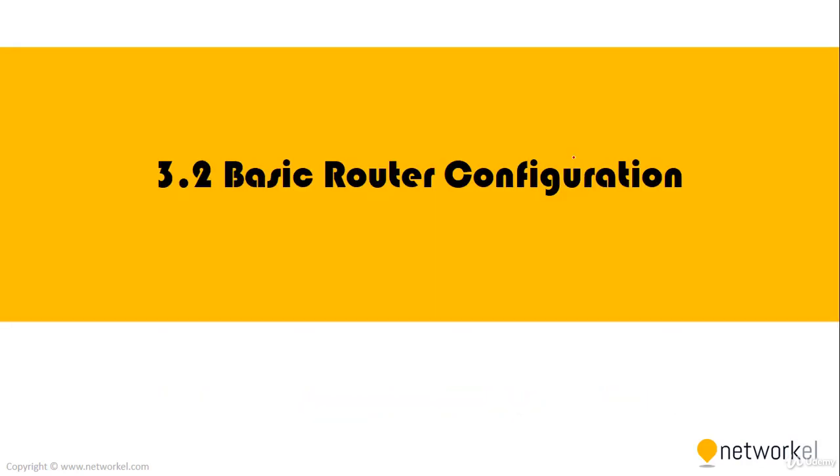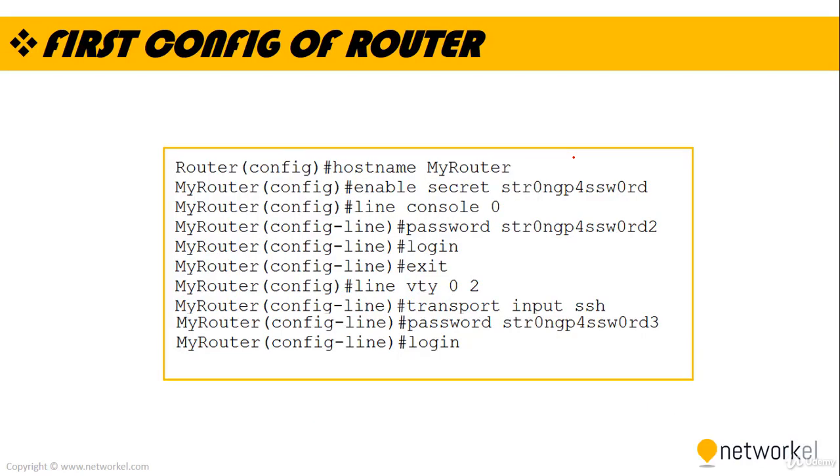Let's go ahead with the basic router configuration. When we are configuring a router, firstly, we can configure a host name. Secondly, we should secure our enable mode, console port, and the VTY ports to provide secure access.